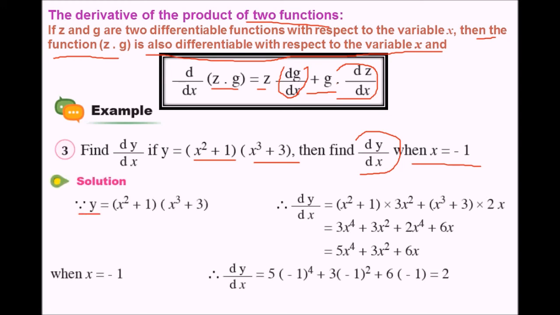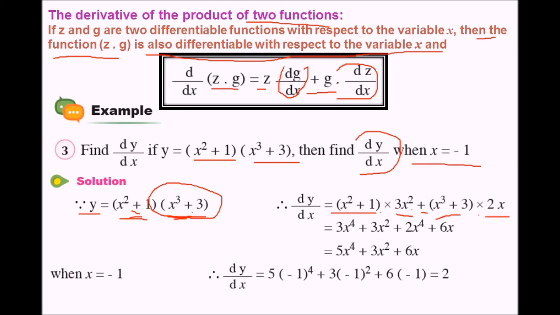Since y is equal x to the power of 2 plus 1 times x to the power of 3 plus 3, then dy by dx is equal x to the power of 2 plus 1 times the derivative of x to the power of 3 plus 3, which is 3x to the power of 2, plus the brackets x to the power of 3 plus 3 times the derivative of the first part x to the power of 2 plus 1, which is 2x.